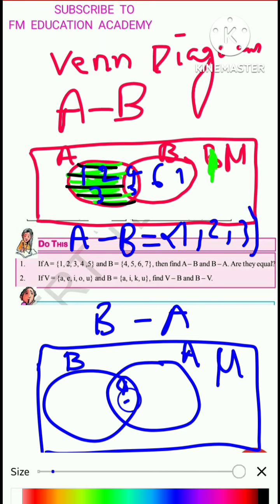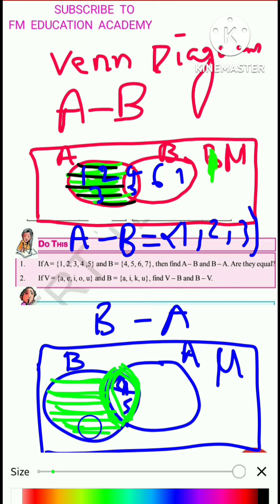In B we have 4, 5, which is common in between both B and A. B minus A means we have to shade only the part which is in B. This shade is there in A also, that's why I'm not shading this, I'm shading only this. So B minus A means this I have to shade, okay.